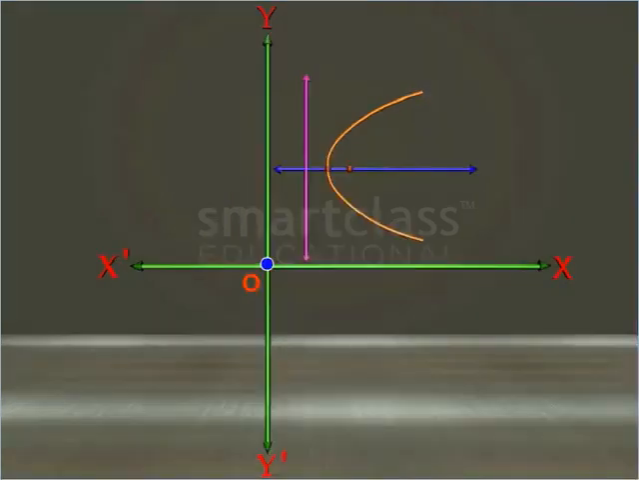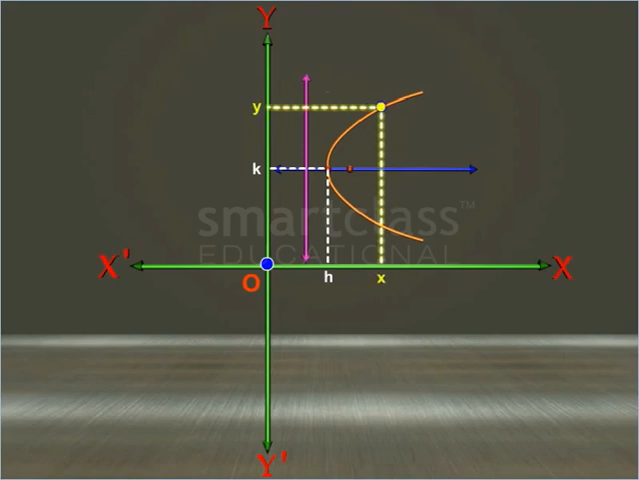Now look at the cases when vertex of a parabola is other than the origin. Look at this parabola whose axis is horizontal and its vertex has coordinates h, k, referred to x and y axes. Now assume that coordinates of a point on a parabola is x, y. To find the equation of the parabola, assume that vertex of the parabola is the new origin and these are the two new axes.